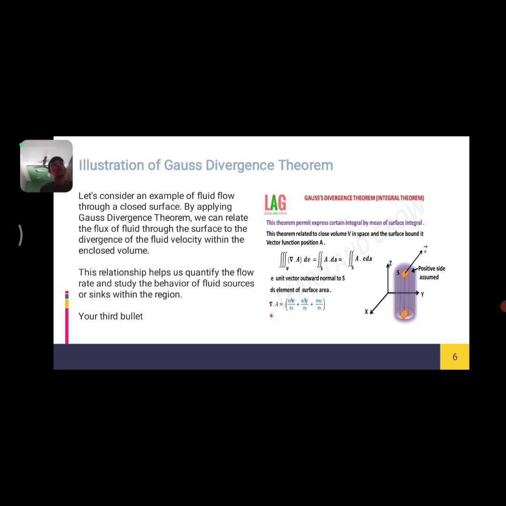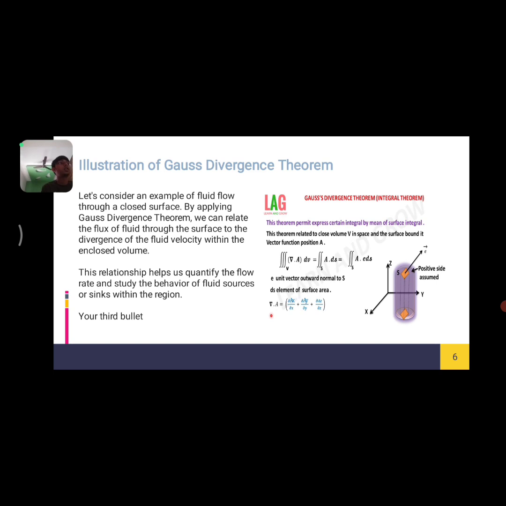Illustration of the Gauss divergence theorem. Let's consider an example of fluid flow through a closed surface. By applying the Gauss divergence theorem, we can relate the flux of a fluid through the surface to the divergence of the fluid velocity within the enclosed volume. These relations help to quantify the flow rate and study the behavior of fluid sources or sinks within the region.